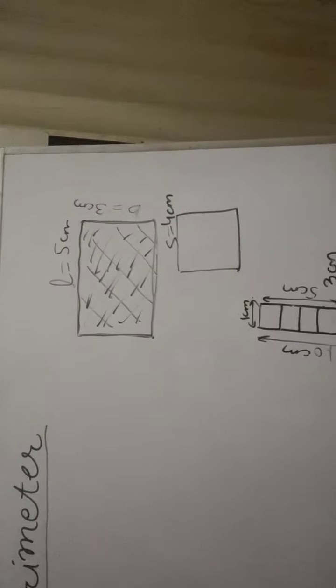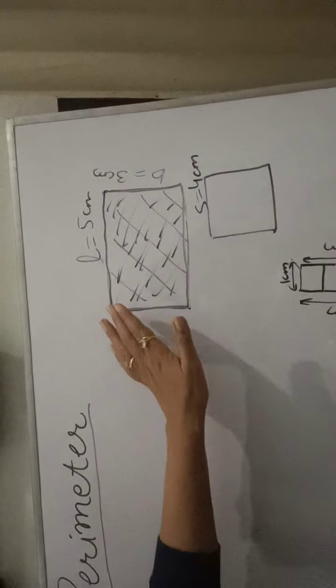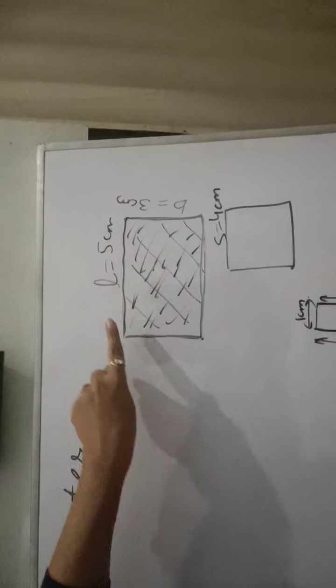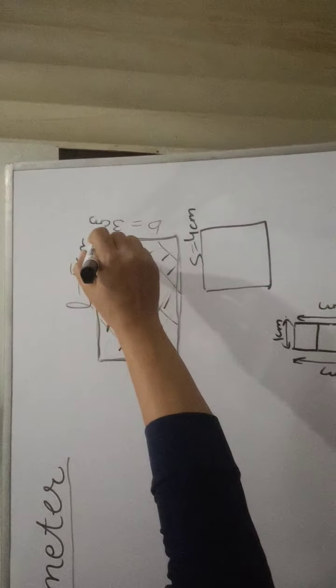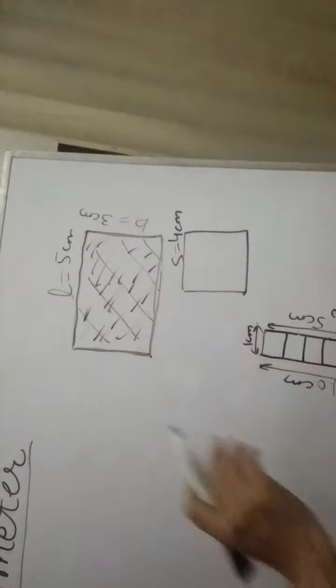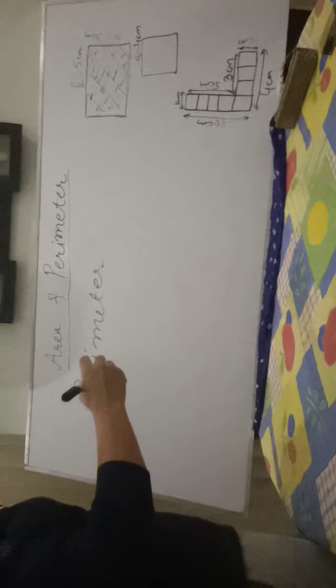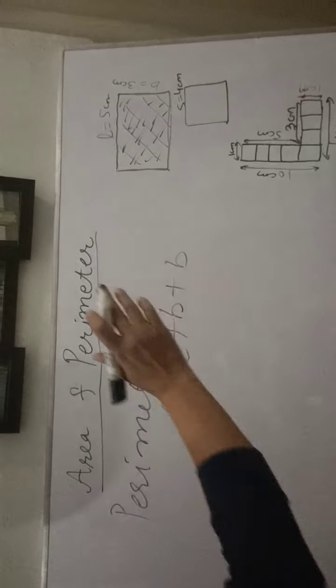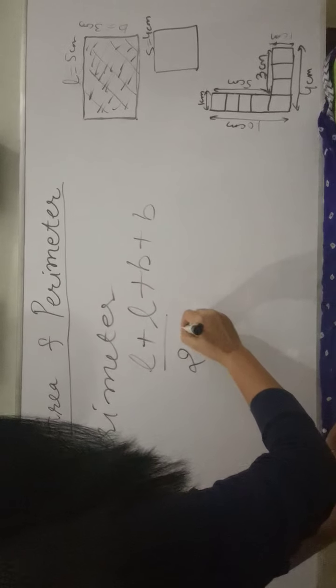This is called fencing. So how will you come to know how much wire you need to fence this lawn? You have to add all the lengths and breadths of the given lawn. Now suppose this is your lawn in rectangular shape. What will you do? L plus L. Why L plus L? Because there are two lengths. L plus L plus B plus B. You will get the total length of the wire for fencing your lawn. It becomes 2L plus 2B.